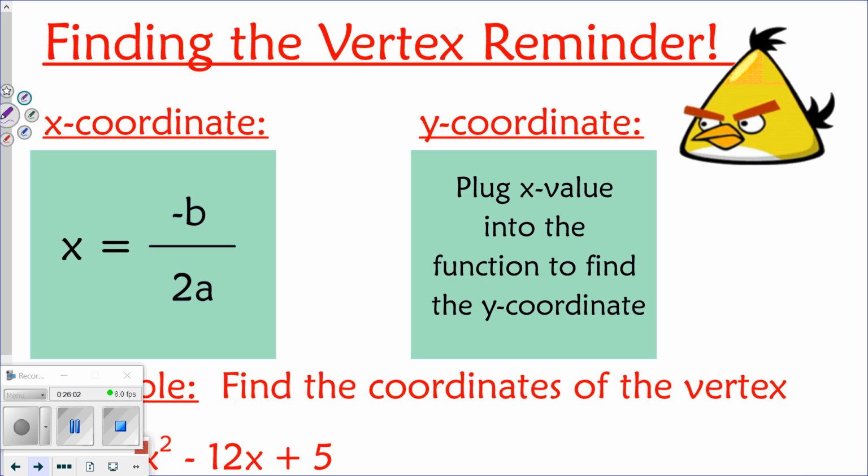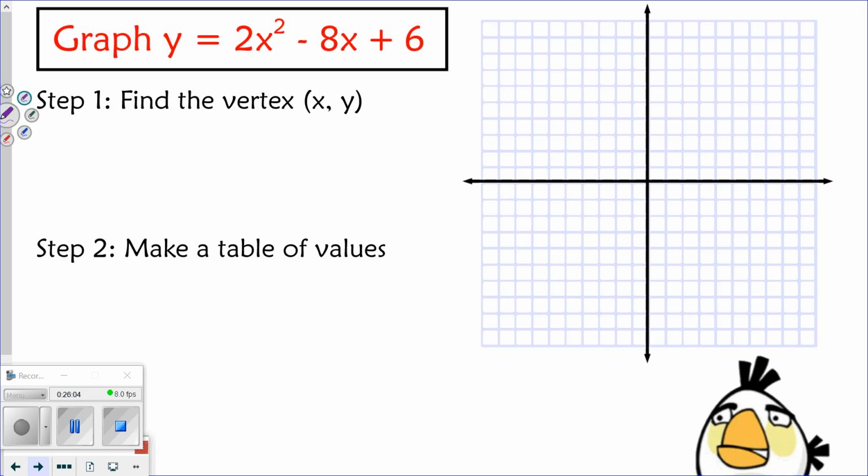All right, so we just did that. We're good. So step 1, find the vertex. Let's start with that. We're graphing 2x squared minus 8x plus 6. To find the vertex, that's your negative b over 2a that we just practiced. What's negative b? It's positive 8 over 2 times, what's your a? So that becomes 8 over 4, which is 2.